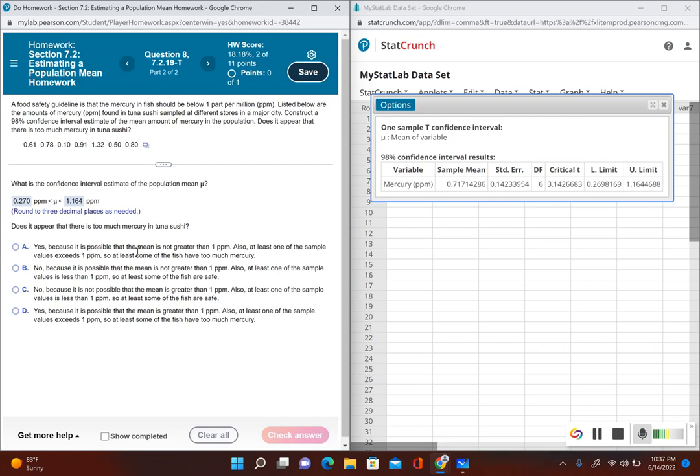Yes, because it is possible that the mean is not greater than 1. Well, we just figured out that it could be greater than 1 because our upper limit is 1.164. So the answer here would be D. Yes, because it is possible that the mean is greater than 1. Also, at least one of the sample values exceeds 1, so at least some of the fish have too much mercury.